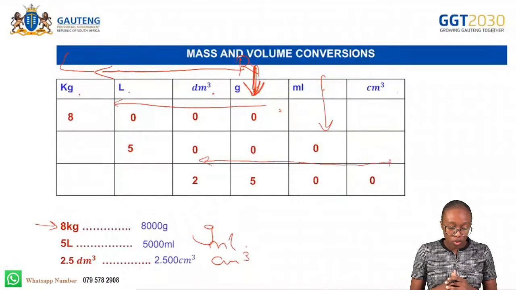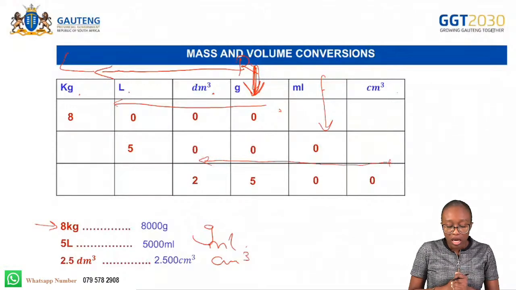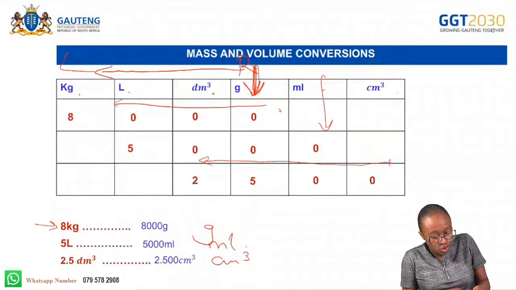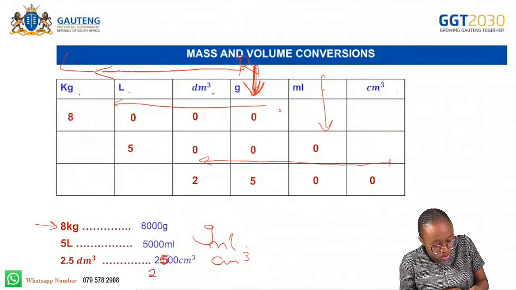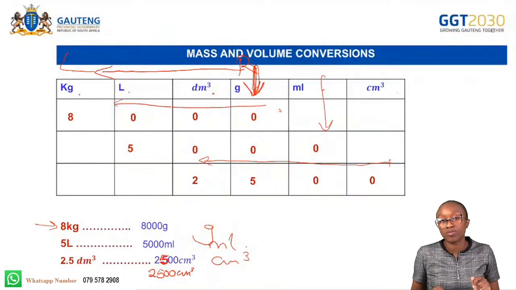So there we go. 8 kgs is 8,000 grams. 5 liters is 5,000 milliliters. And 2.5 dm cubed is 2,500 centimeters cubed.